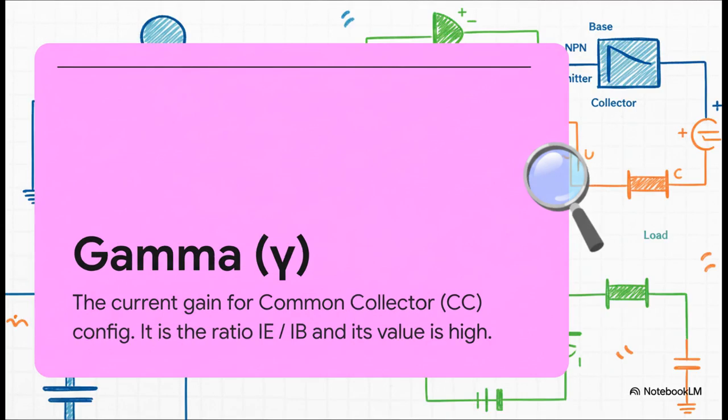And finally, for our common collector configuration, the gain is called gamma. This is the ratio of the emitter current to the base current.